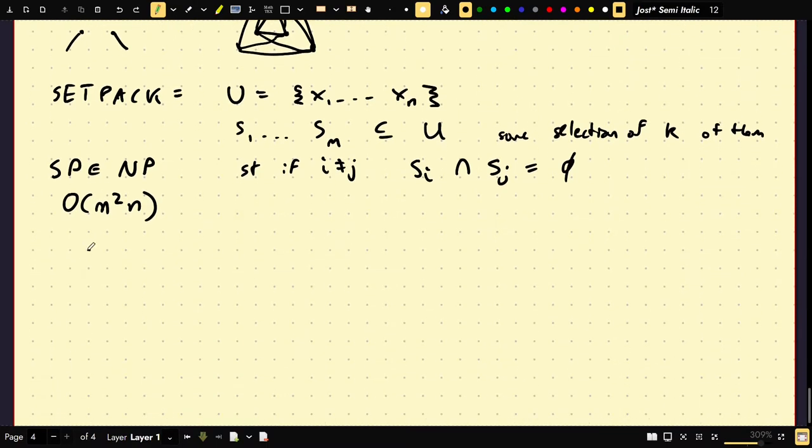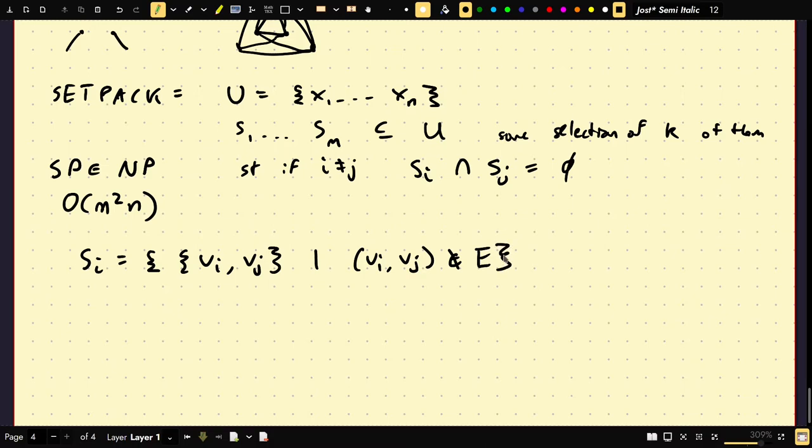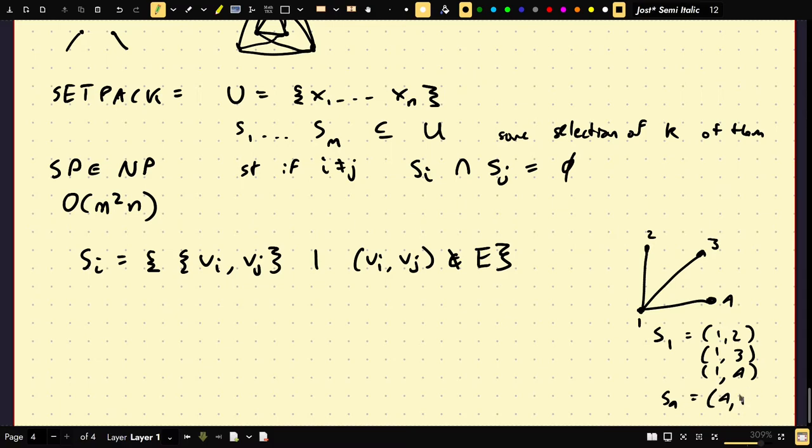So what's our reduction? Well, I'll say it this way. We see Si is going to be pairs of vertices, Vi, Vj, and this i is the same as this i, if the edge Vi, Vj is not in E. So basically, Si is associated with the set of edges for each vertex in the graph. So for example, if you have something like this, and this is 1, and let's say this is 2, 3, and 4, then S1 will equal 1,2; 1,3; and 1,4. And then S4 would equal 4,1, which is just 1,4.